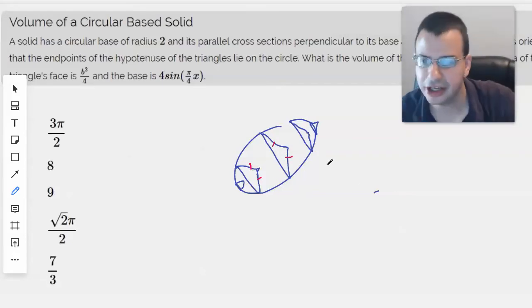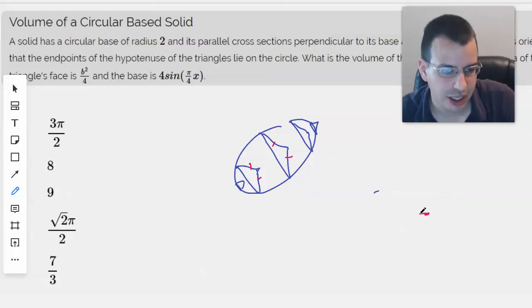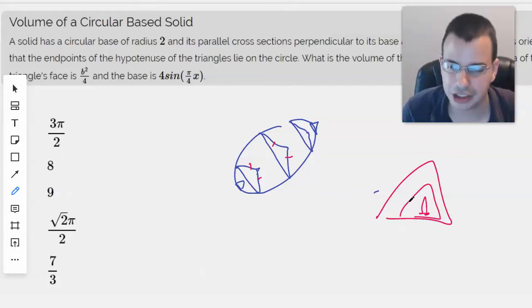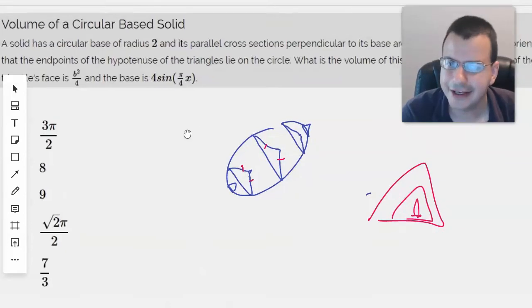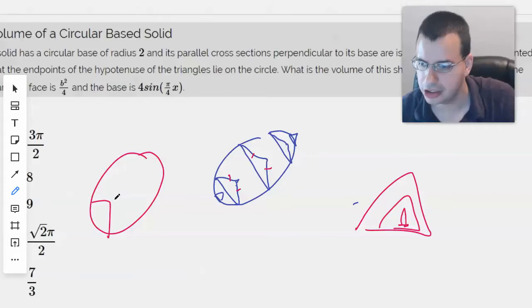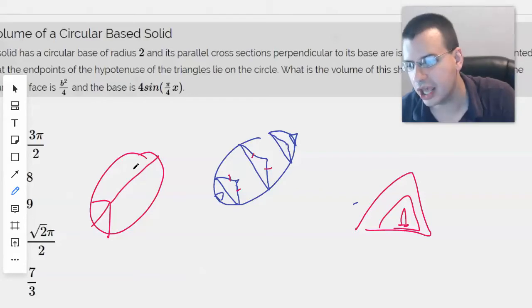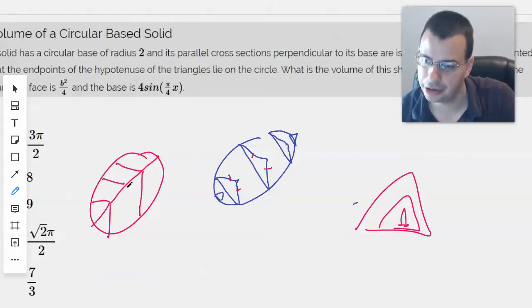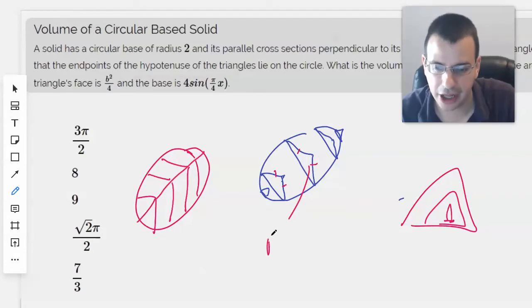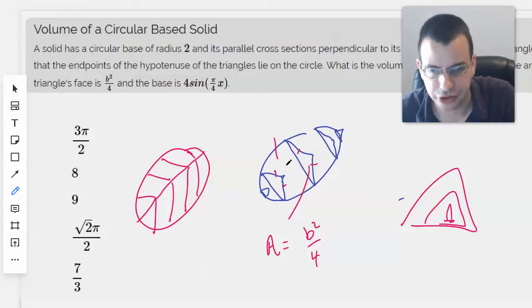Looking at it straight on, we'd see a little circle, a bigger circle, and the biggest circle, and we'd just see triangles. To draw this again, it's something like this, and then there's an edge of triangle tops going here. And it's saying that the triangle's face, right here, has area equal to b squared over 4, where b refers to this base.